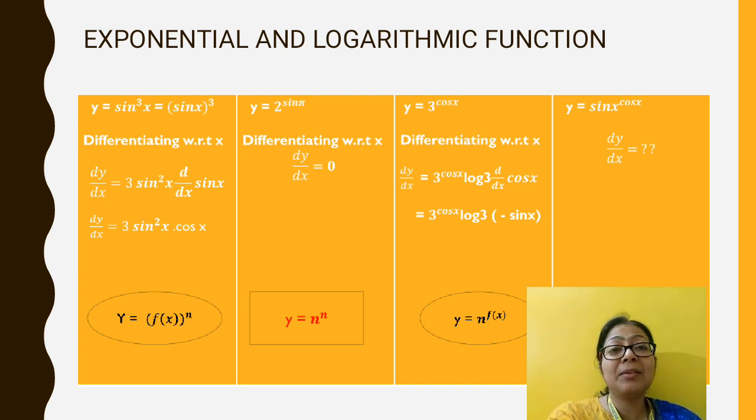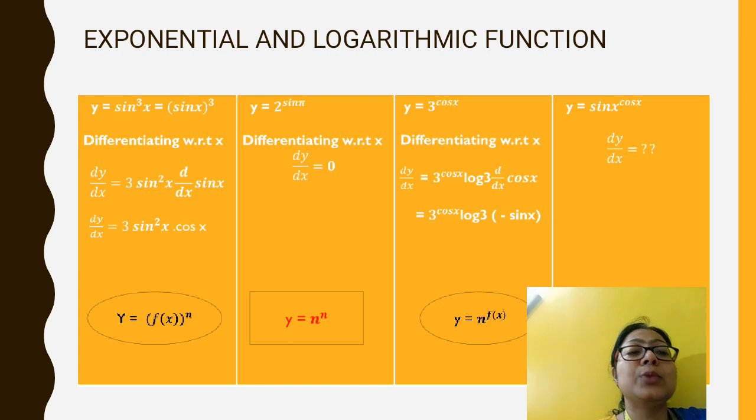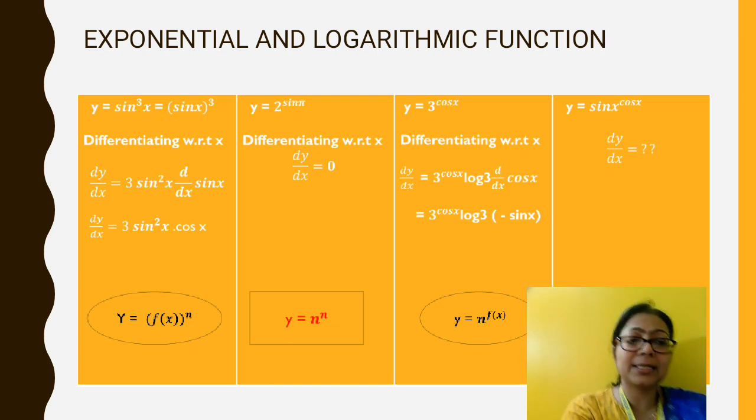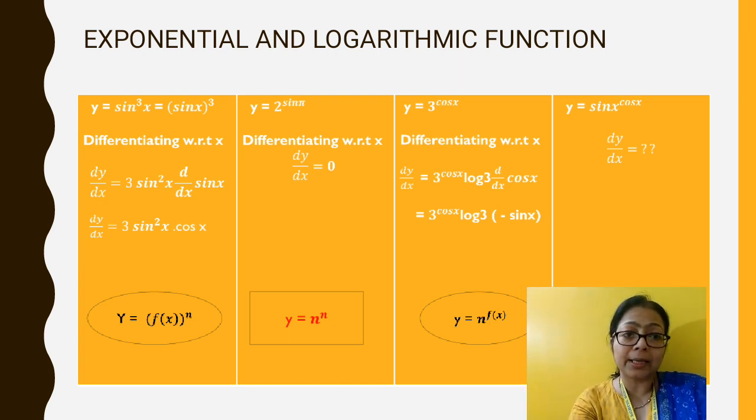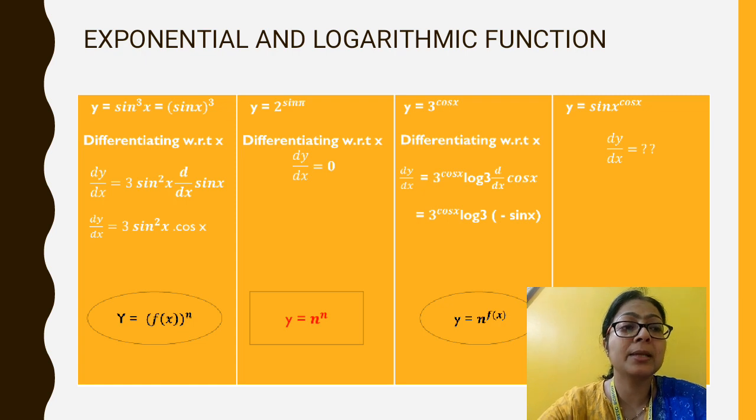Now again check the first function. I had written in that oval shape, y is equal to (f(x)) to the power n, in this form. So we can use n times x to the power n minus 1, that formula, for its derivative. Next is y equal to n to the power n, that is a constant term, and we know the derivative of a constant term is 0. And the next one, n to the power f(x), that is a function; for that we can use the a to the power x formula.